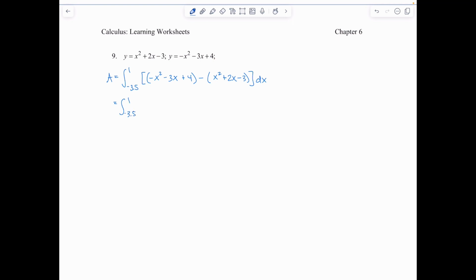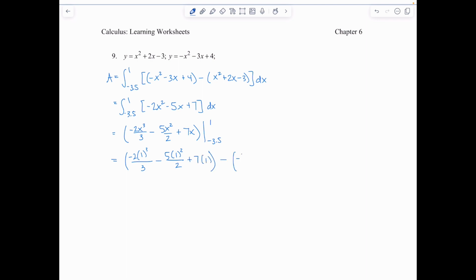Let's simplify a little. We'll have negative 2x squared minus 5x plus 7 dx. Taking the antiderivative, we'll have negative 2x cubed over 3 minus 5x squared over 2 plus 7x, evaluated from negative 3.5 to 1. And once we evaluate, we'll have negative 2 times 1 cubed over 3 minus 5 times 1 squared over 2 plus 7 times 1 minus negative 2 times negative 3.5 cubed over 3 minus 5 times negative 3.5 squared over 2 plus 7 times negative 3.5.